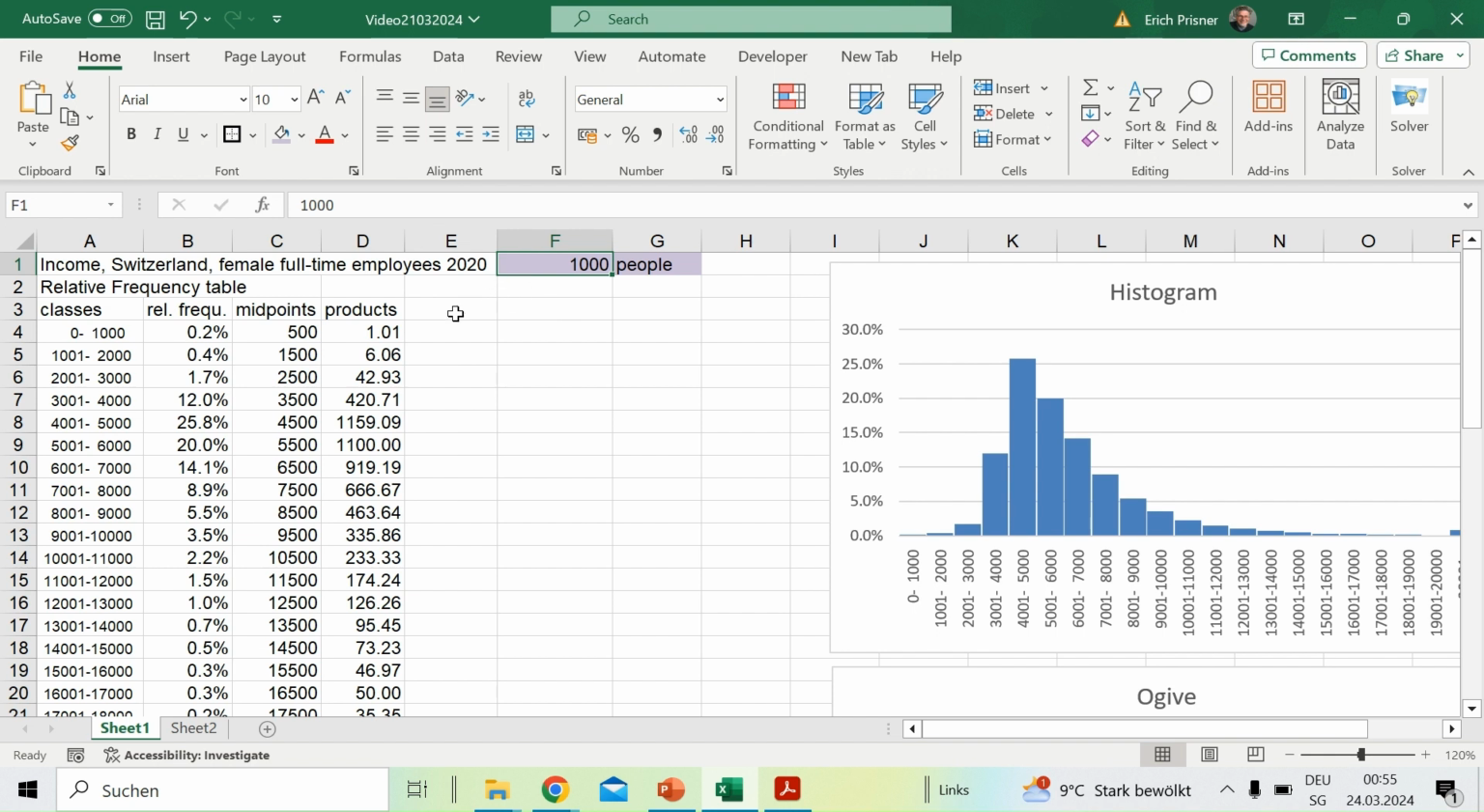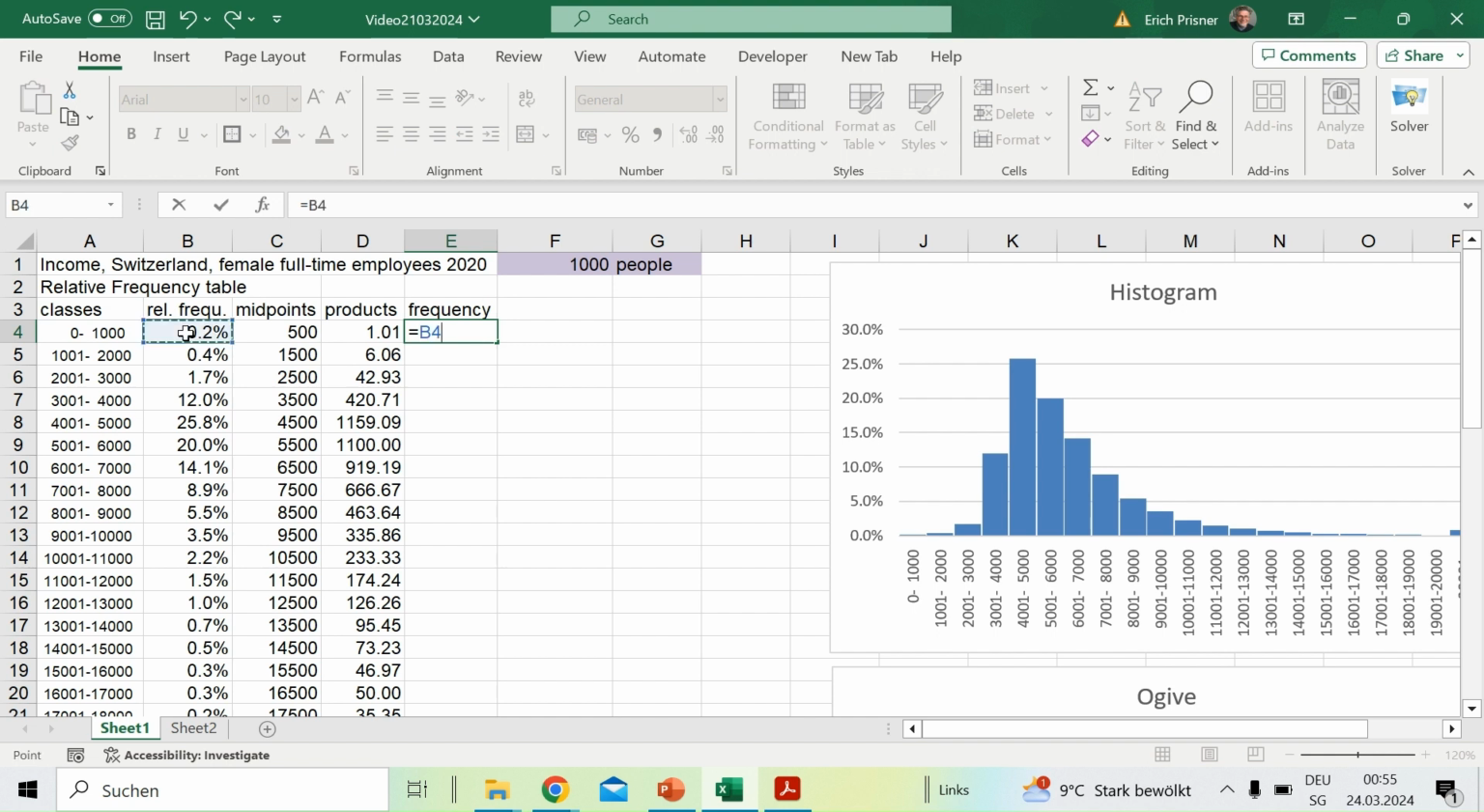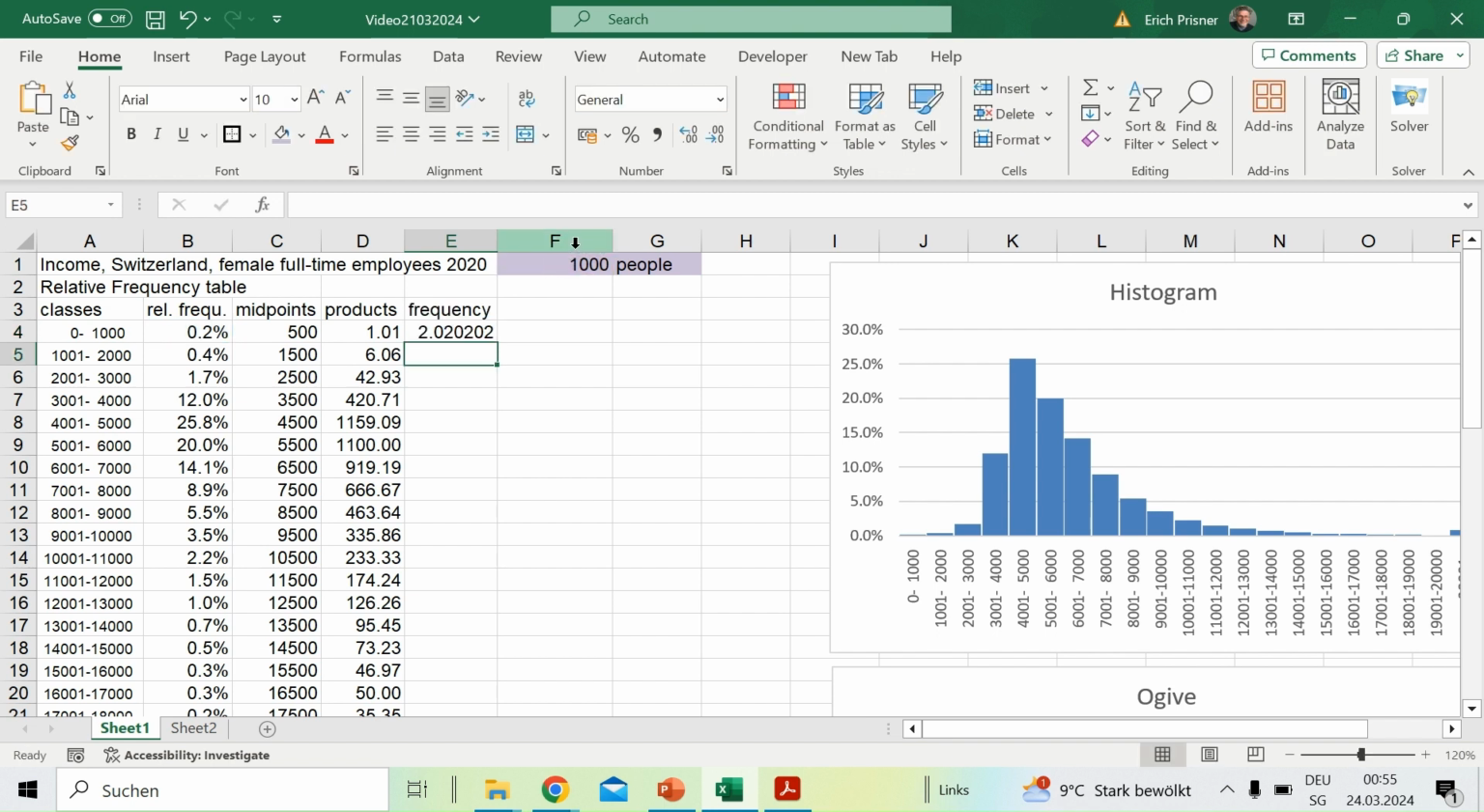And then what we do first is we calculate the number of people in each class. So the persons, or maybe I call it the frequencies, because this is what we do. We go from the relative frequency table to the frequency table. So the frequency is obtained by multiplying the relative frequency by the amount. So we do this multiplication. Now, you see, we have two, and of course, this is the decimals.